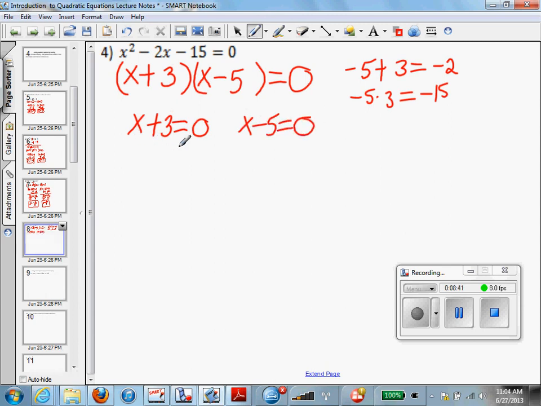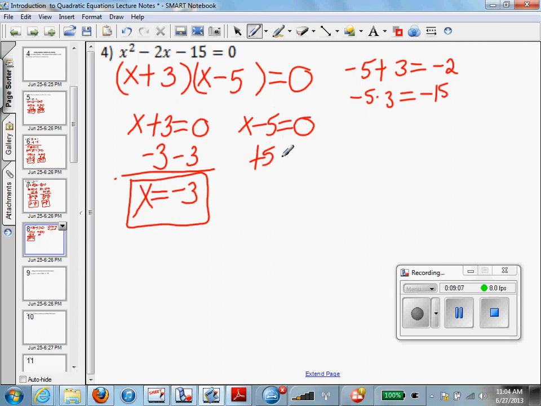So for this first part, x plus 3 equals 0. To get x by itself, we have to do the opposite of what's happening, which is a positive 3. So we have to subtract 3 on both sides to get it away. So we have x equals 0 minus 3, or just x is equal to negative 3. Over here on the other problem, we have x minus 5 equals 0. Well, we see this is a minus happening to the 5, so we have to do the opposite to get it away. So we have to add 5 to both sides of the problem. So we have x equals 0 plus 5, or that x is just equal to 5.